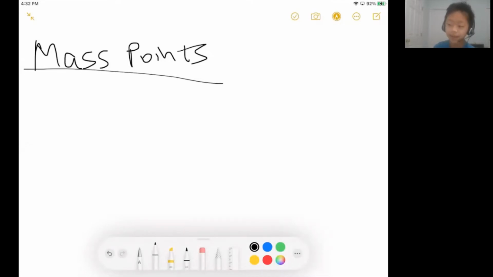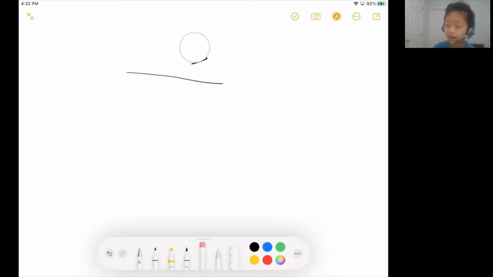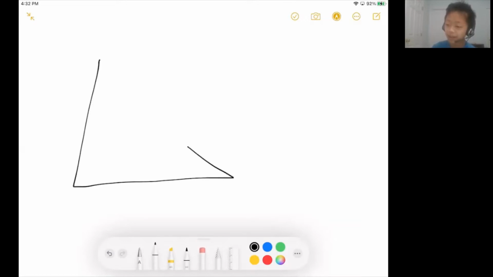First, before we talk about what mass points actually are, we're going to talk about some basic definitions, some basic geometry terms really. Let's say we had some arbitrary triangle. If we call the triangle ABC, let's say we put a point D anywhere on side BC. Let's say we put point D here between B and C.